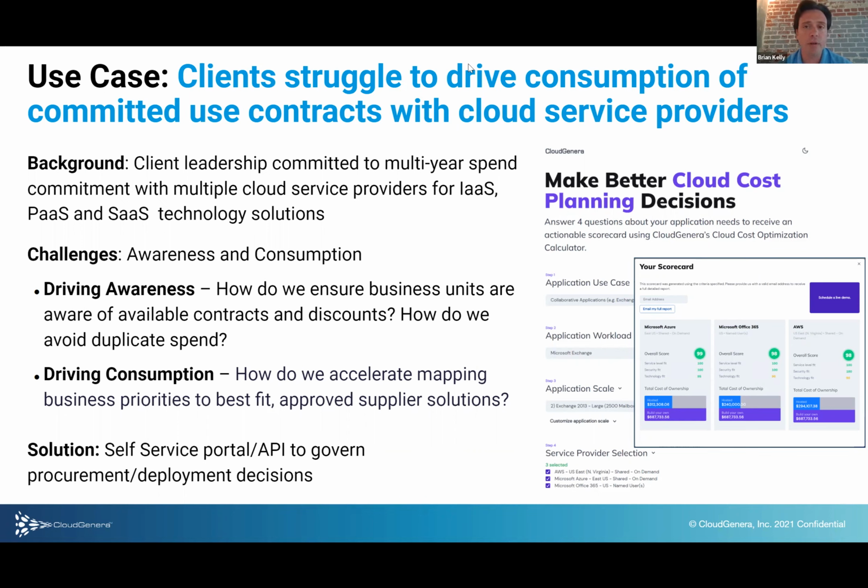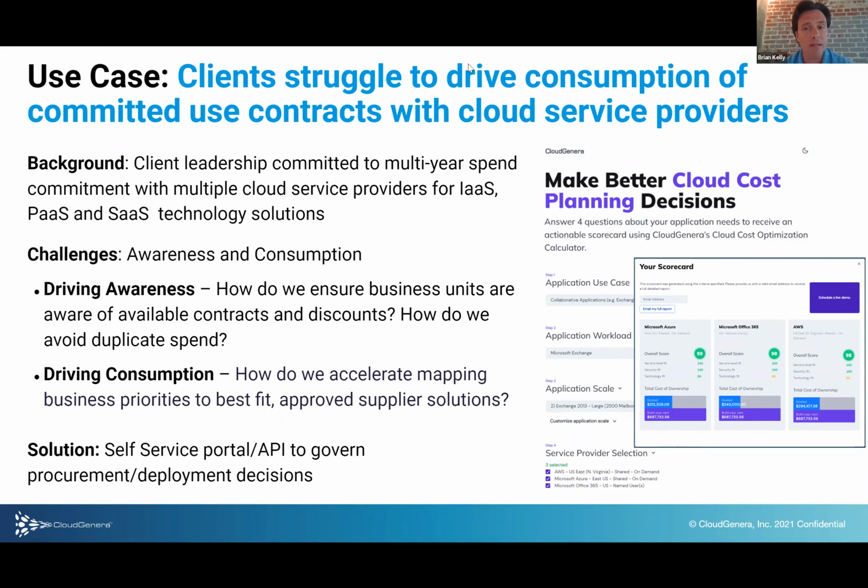Second governance challenge around these committed use contracts is how do they accelerate mapping business priorities to the best fit and approved supplier solutions? There are a lot of options available in a business today. There are a lot of contracts that could serve a single need. How do you determine which contract and which supplier is going to give you the best value for that spend? And it's a challenge, again, that many businesses, but definitely the larger businesses, are struggling with on a regular basis. It's as much a supplier governance issue as it is a cloud adoption challenge.